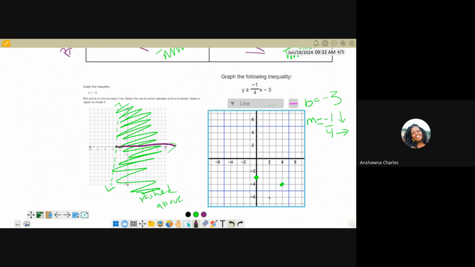Now look at the inequalities on your notes, and look at the inequality that they gave you right here. Is it supposed to be solid or dashed? Solid. It is a solid line. Act like I went through my points. Solid. And then am I shading above or below? Above. I'm shading up there.